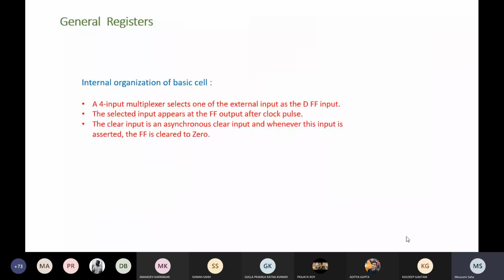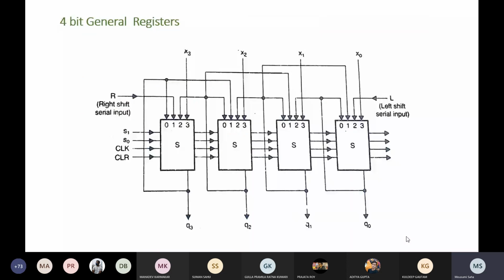Now, with the help of that basic structure, what are the operations you can do? Here you can see for the line 0 of all the cells, 4 basic cells we have considered. All the 4 basic cells have 4 input lines, that is line 0, line 1, line 2, line 3, and other control lines, that is S1, S0. These two are the select lines, and clock, that is the clock input line, and CLR, that is a clear to clear this register.